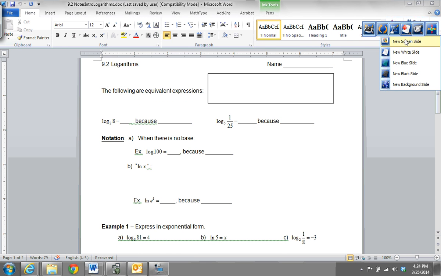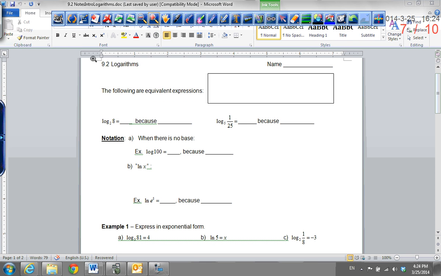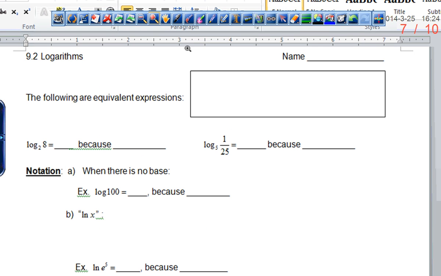Today we're going to talk about logs and just kind of the intro to logs. My computer crashed last period, so I don't really have everything that I did before, but we're going to try and make it up as we go. See if I can remember everything that I had written down.